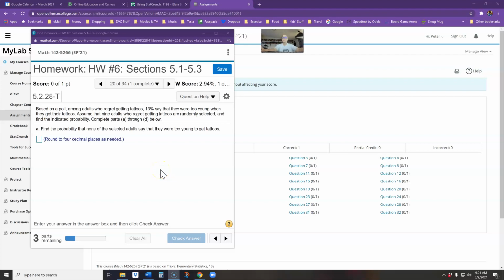Hey there, students. Wanted to show you how to find probabilities for a binomial distribution using StatCrunch. So I'm looking at our homework problem number 20, which is from chapter 5, section 2 in the text.